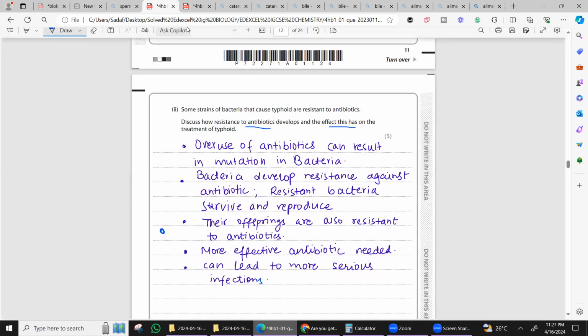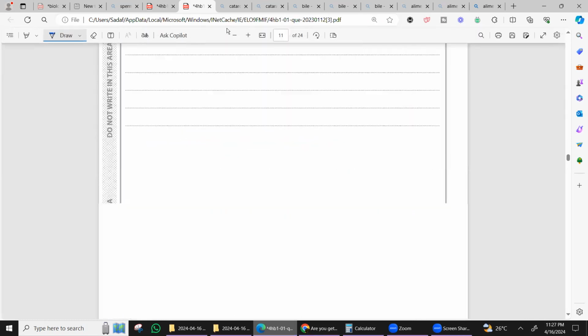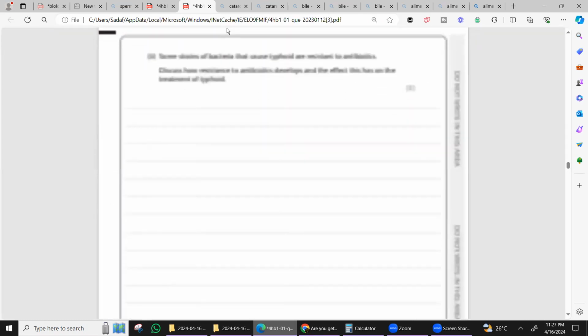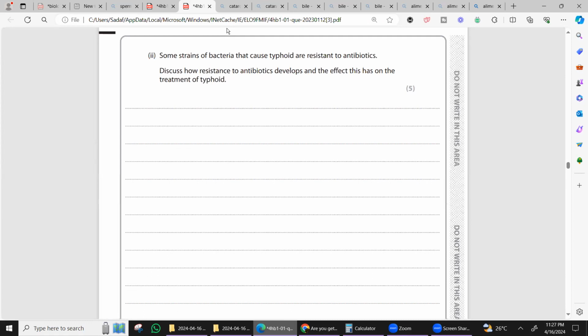Question number 2. Some strains of bacteria that cause typhoid are resistant to antibiotics. Describe how resistance to antibiotics develops and the effect this has on the treatment of typhoid. Actually, this is due to mutation in bacteria. And how does it happen?